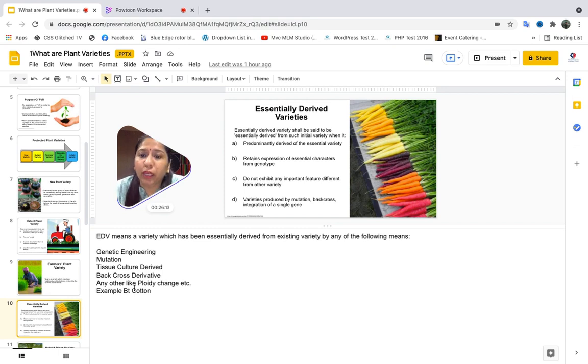Now, what could be a means of deriving these varieties? It could be via genetic engineering, via mutation, or via tissue culture derivation. You can even backcross your varieties and call it an essentially derived variety. You could make a ploidy change. For example, let's say Bt cotton. Bt cotton was a variety of cotton in which, through genetic engineering, a gene of a bacteria was inserted so that it could perform better in the field and give better pest resistance. So that was an essentially derived variety.